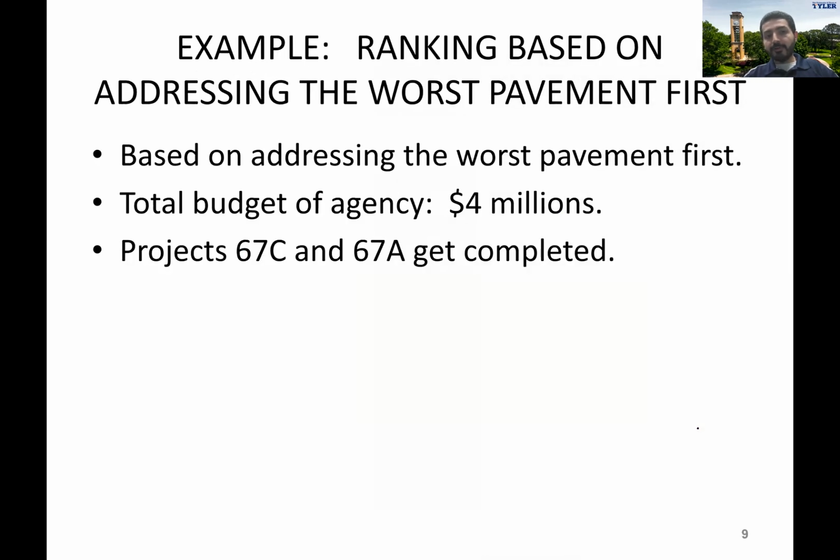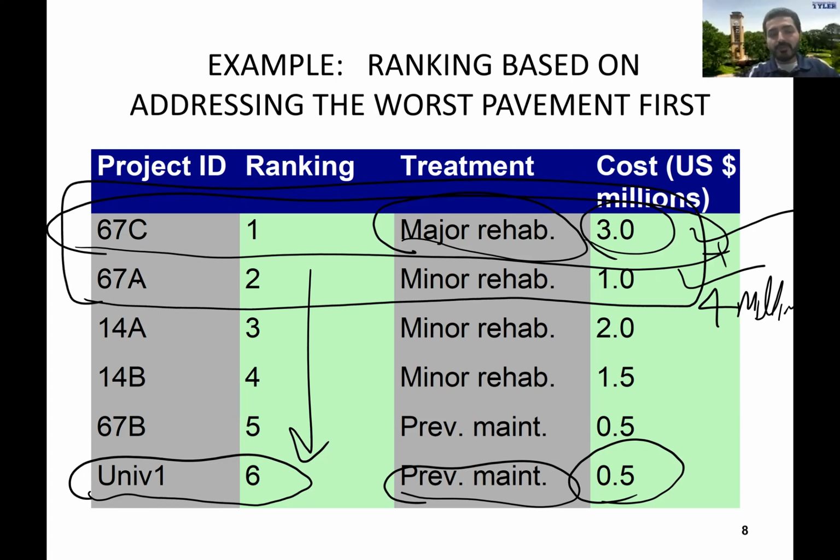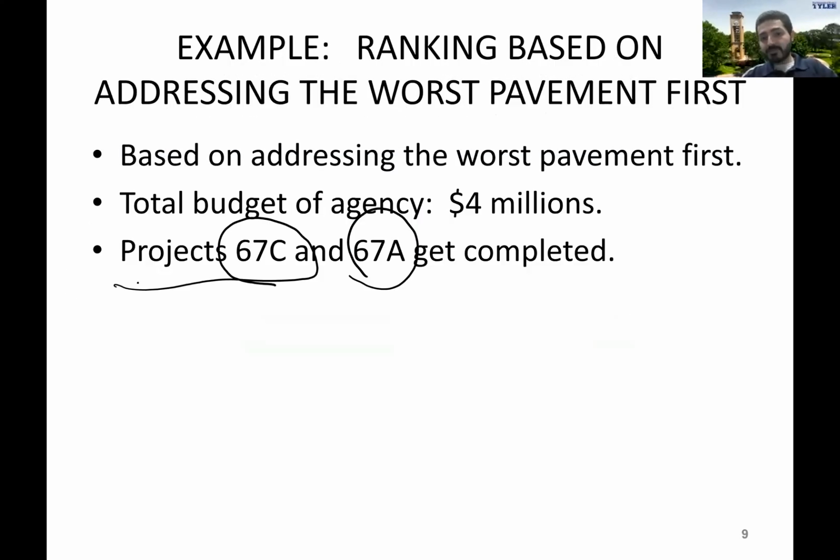So if we're really going with this mentality of addressing the worst first, then assuming the total budget for this agency is only $4 million, only projects 67C and 67A will get completed. Why? Go back to the list. The first project needs 3 million. The second project needs 1 million. If you sum them up, that is $4 million, and you're done. Your budget is now limited to do the first two only. That's what it is.